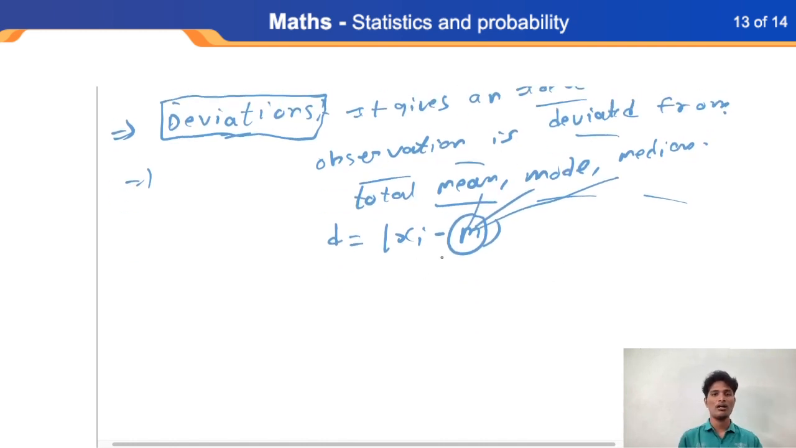Suppose there are 1, 2, 3, 4, 5. There are 5 observations. I want to calculate the deviation.